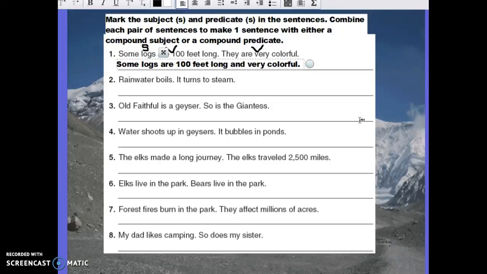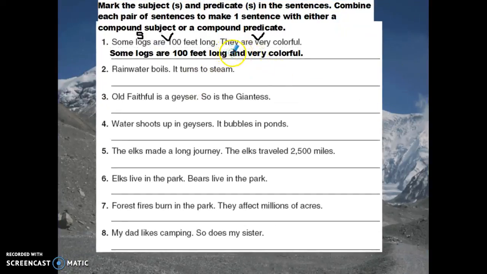So I took out some of the words in order to combine them. Remember, I need to use and or or to combine them. Then make sure you have a capital letter and an end punctuation and your sentence makes sense. Let's do number 2 together as well.